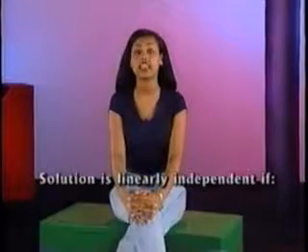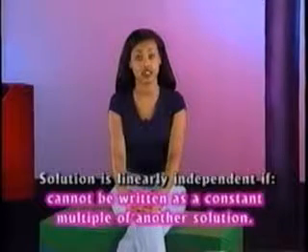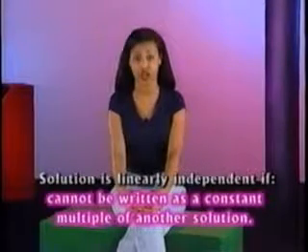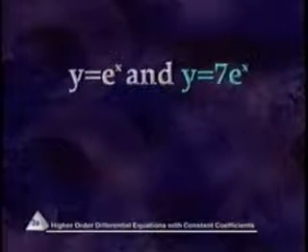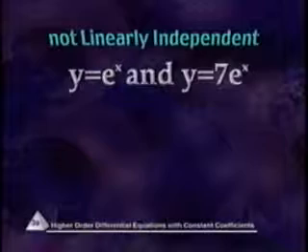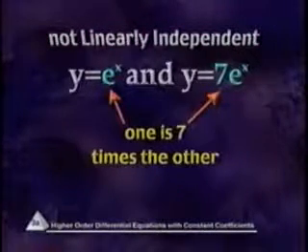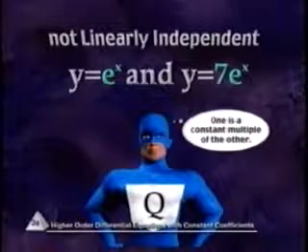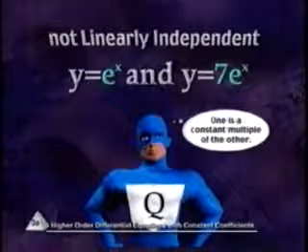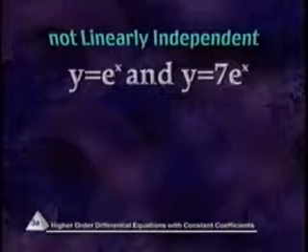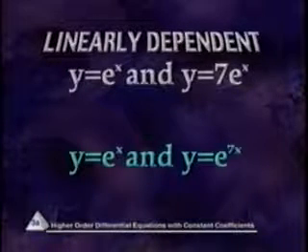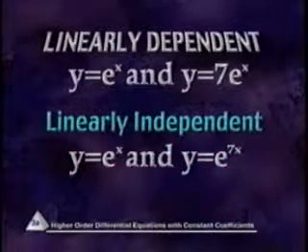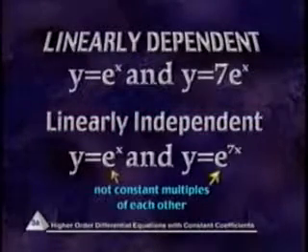A solution is linearly independent if it cannot be written as a constant multiple of another solution to the same differential equation. Look here. For example, let's say we have the two solutions y equals e to the x and y equals 7e to the x. These are not linearly independent because one is just 7 times the other. That's what we mean when we say one is a constant multiple of the other. So e to the x and 7e to the x are not linearly independent, they're linearly dependent. Now, if we had y equals e to the x and y equals e to the 7x, we'd have us a pair of linearly independent solutions because they are not constant multiples of each other.